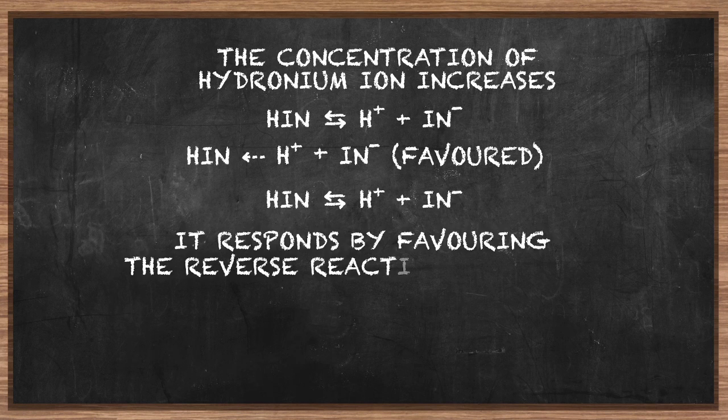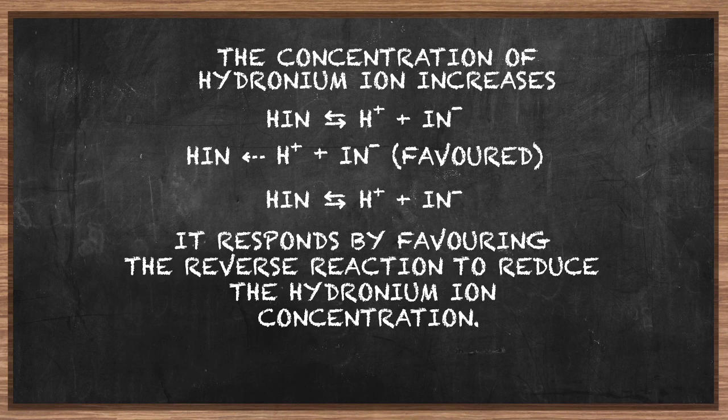It will respond by favoring the reaction that reduces the hydronium ion concentration. The equilibrium shifts to produce more litmus molecules. The color changes to red. Litmus molecules are red.